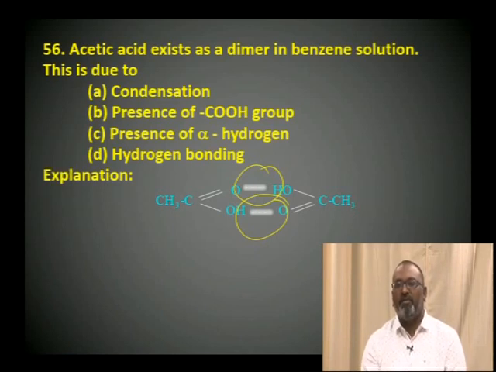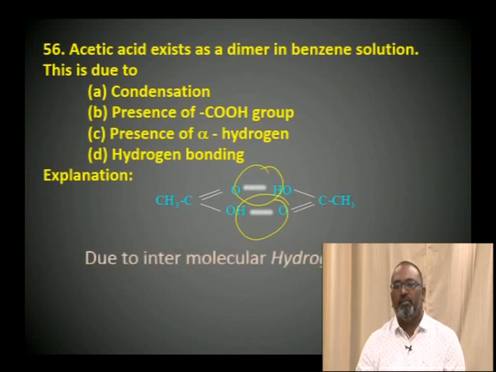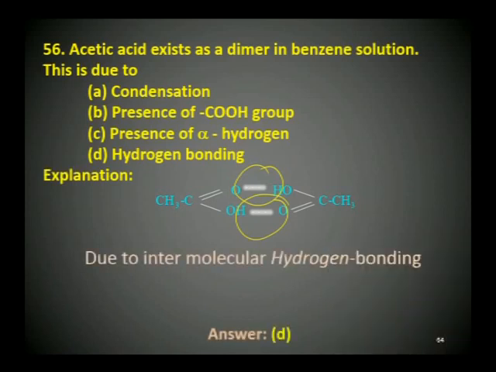Due to the formation of these intermolecular hydrogen bonds, we can see that in benzene, acetic acid is existing as a dimer. Di means two, mer means molecules. Two molecules together will be present in benzene.